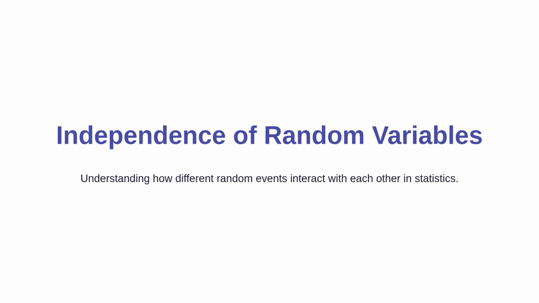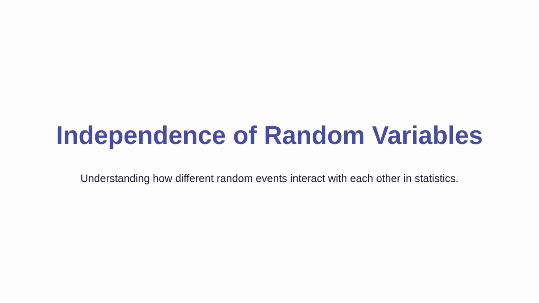Welcome to Descriptive Statistics. Today we are diving into a fundamental concept, the independence of random variables. Understanding how different events interact or completely ignore each other is the bedrock of probability and modern data science. By the end of this lesson, you will know exactly what it means for variables to be independent, how to prove it mathematically, and why it is so crucial for solving real-world problems.